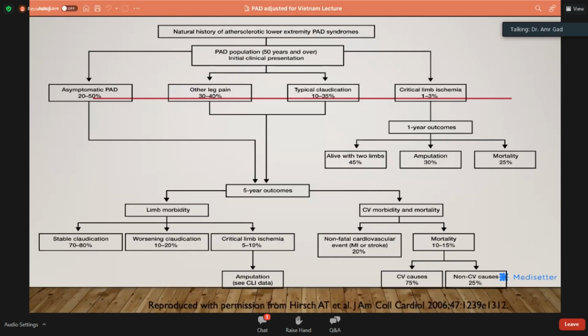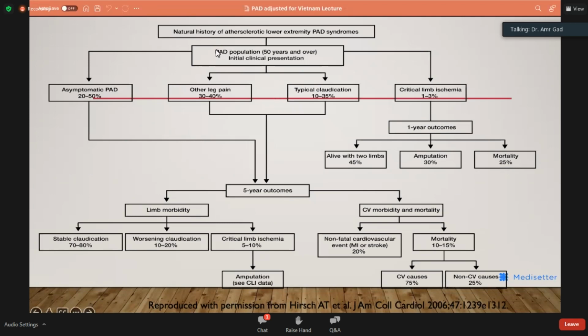Sorry for this very heavy slide, but I wanted to show you something: the natural history of atherosclerosis in patients with peripheral arterial disease. I'll try to simplify it.